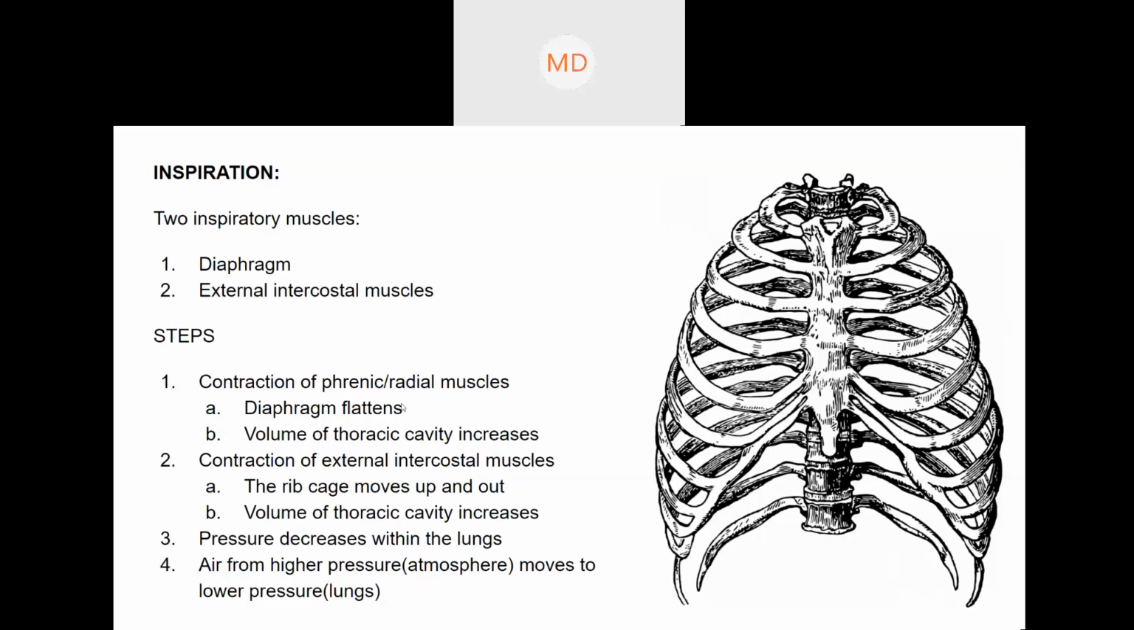What happens first? Here you can see the first point: contraction of phrenic and radial muscles. Where are the phrenic muscles located? Phrenic muscles are located along the periphery of the diaphragm, along the border. The diaphragm is a 3D structure. For a plate, along the outside line of the plate, these phrenic muscles are connected to the rib cage. So first these phrenic muscles will contract.